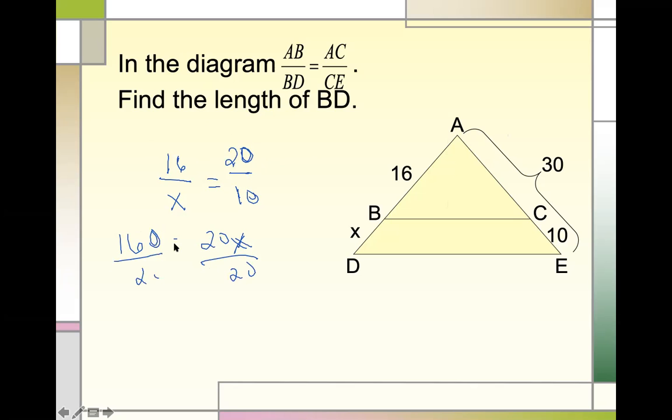But yes, we have to make sure that we're looking carefully, especially when it comes to these drawings. We have a tendency, if we're going too fast, to say, oh yeah, it's 30. No, this measurement's from A to E. We have to be very careful about that. When we cross out our 20, that's what you're going to get: 8.